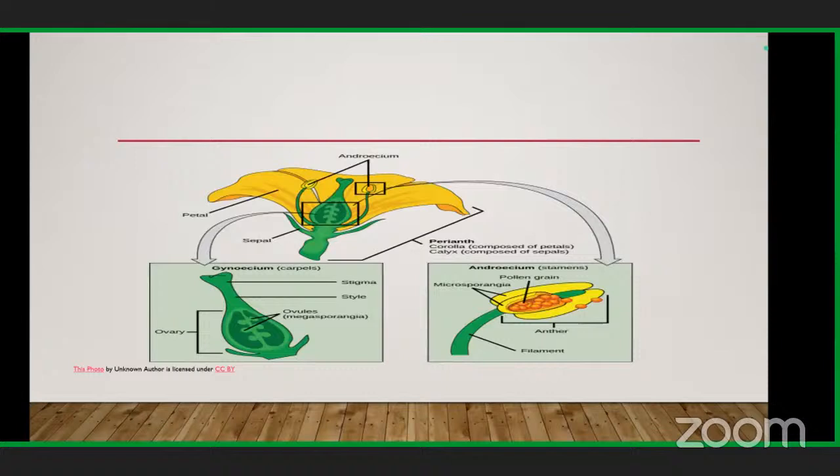In the androecium, you can see in this right-sided structure the stamen, which contains microsporangia and pollen grains in the anther, and this long part is the filament. In this one, this is the androecium, the stamens, with pollen grains inside the microsporangia, and this is the filament. And the left one is the gynoecium, meaning the carpels, where the upper part is the stigma, then there is a style, and next is the ovary with ovules, where megasporangia will be produced. So this is a typical structure of the gynoecium and androecium in the flower.